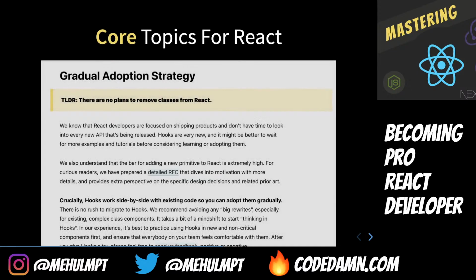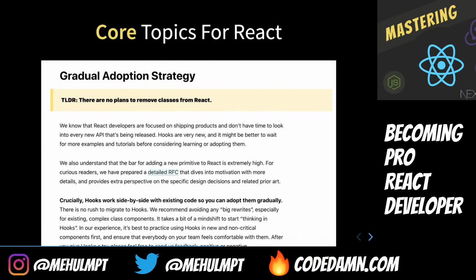So drop class-based components. Again, if you take a look at the React documentation, they very clearly mention that there are no plans to remove classes from React, but the actual fact that they even mention that means that the internal React developers are thinking that people might think that they might remove classes. And if you have seen in the past, you would have realized that a lot of development has been made on the functional components part.